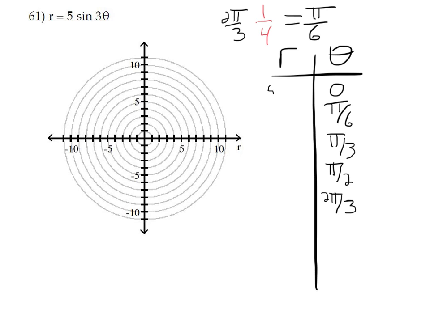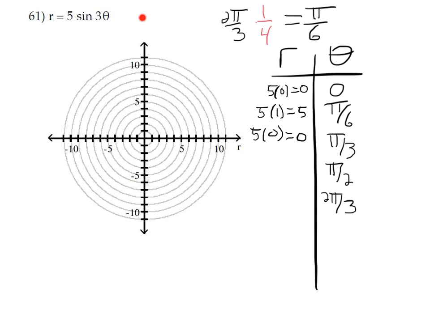So we get 5 times 0 is 0. At pi sixths, pi sixths times 3 is pi halves. Sine of pi halves is 1, so we have 5 times 1 is 5. Pi thirds times 3 is pi. Sine of pi is 0, so 5 times 0 is 0.